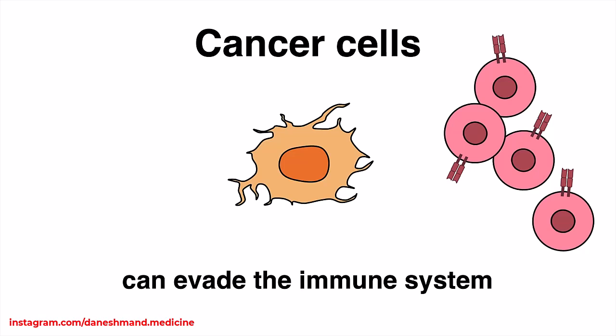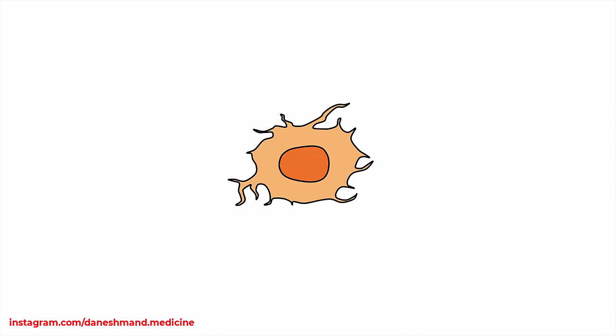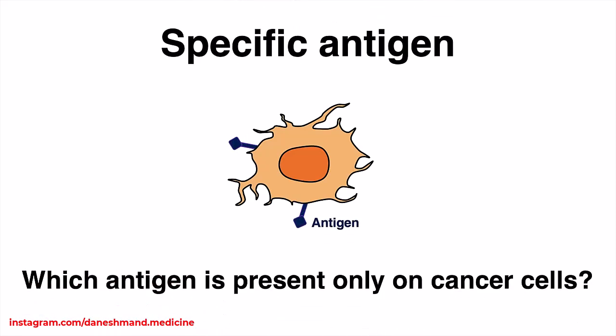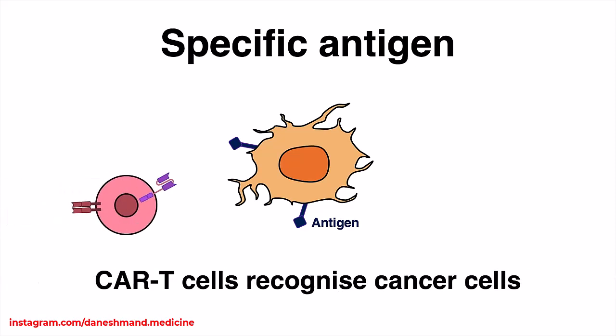To solve this issue, one needs to find out which specific antigens are expressed only on the cell surface of cancer cells. CAR T cells are modified to detect these antigens. Like regular T cells, they possess normal T cell receptors. Additionally, specific chimeric antigen receptors are expressed artificially.